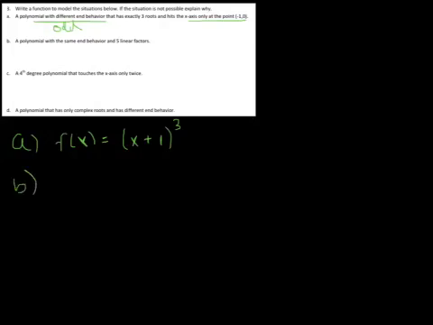A polynomial with the same end behavior and 5 linear factors. So if it has the same end behavior, that means that it is an even degree polynomial, and it has 5 linear factors. And I guess this is a little ambiguous when I say 5 linear factors. The term there is that there are 5 distinct linear factors, so that should be included. Distinct linear factors, meaning that there are 5 different factors, but this obviously has to be an even degree polynomial.